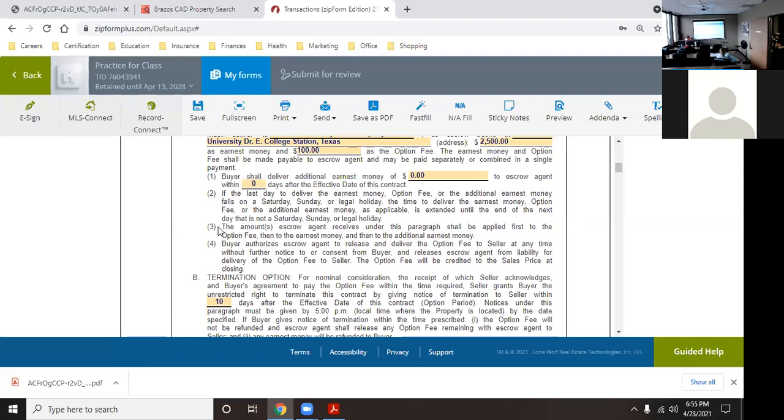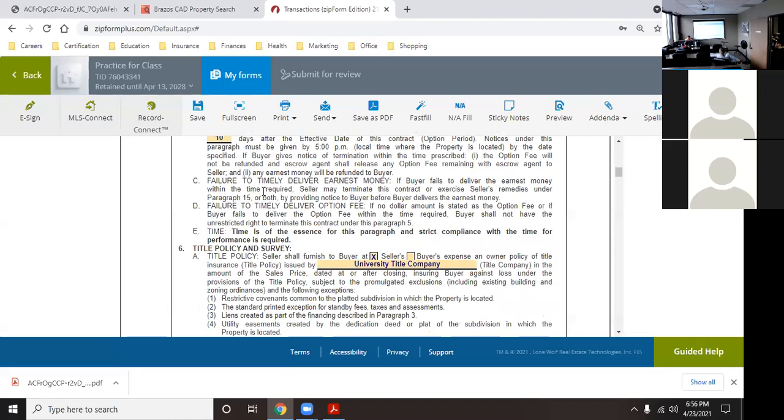This paragraph, or this section 3 here, is actually pretty key too. At least for us agents, the money that the agent, or the escrow agent, receives will first be applied to the option fee, and then to the earnest money, and then to additional earnest money. So if you have $2,500 for earnest and $100 for option, and your client only wires them $2,500, they will put $100 to option, and then they will only get $2,400 for earnest, and you will be short earnest money.